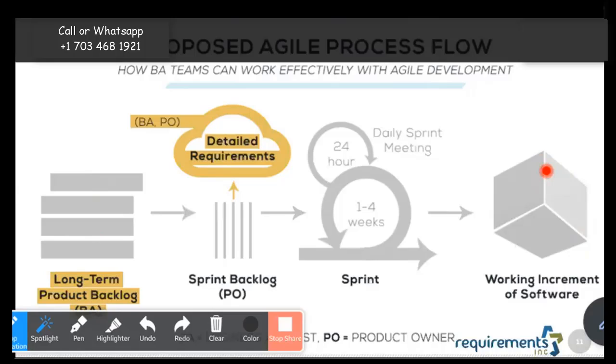Make sense? And now what are these vertical lines? We saw these horizontal lines. Now what are these vertical lines? These vertical lines, we can call them sprint backlog, and these would be user stories. So what are user stories?